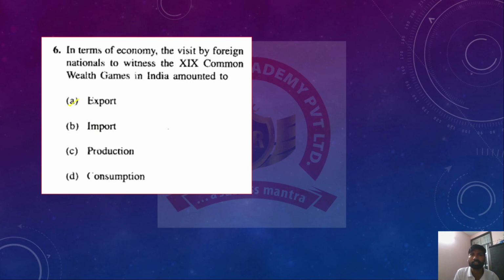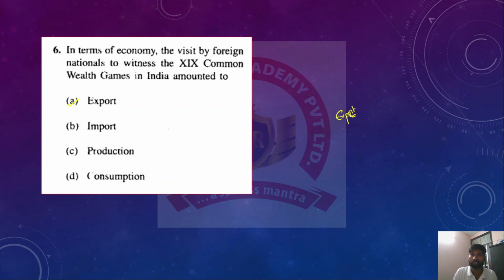The question is, in terms of economy, the visit by foreign nationals to witness the 19th Commonwealth Games in India amounts to export. When foreigners visit India to watch the Commonwealth Games, we are earning forex reserves. They spend in India, and while spending in India, they use their forex reserves. So we are earning the forex reserves, and this of course amounts to the export of goods and services.